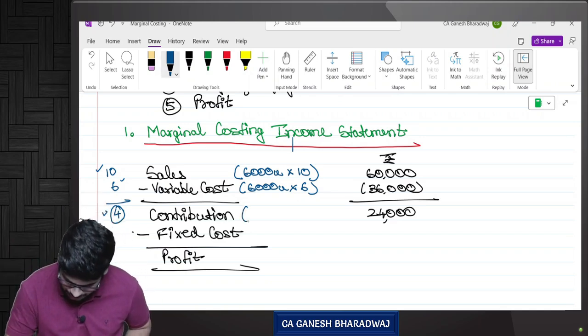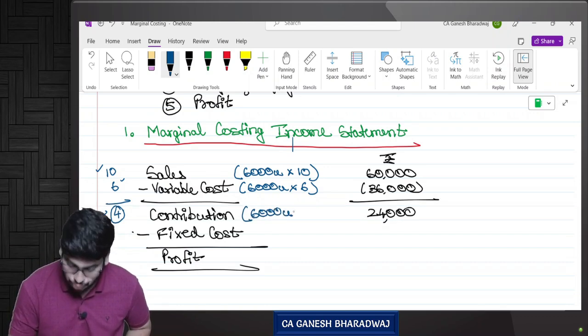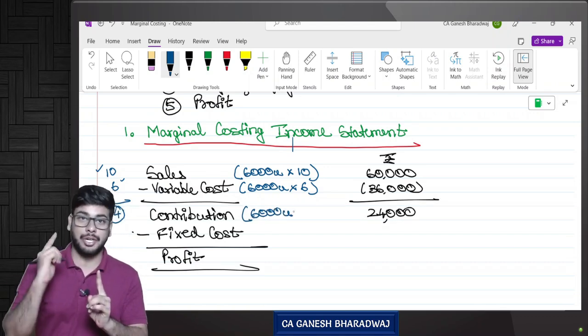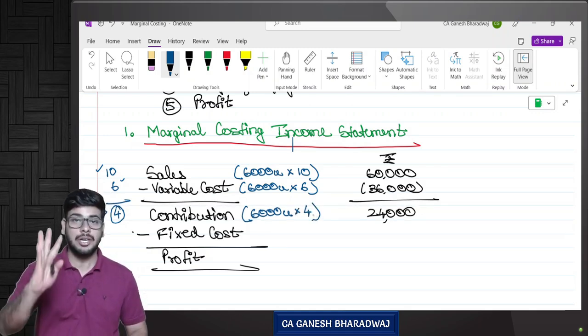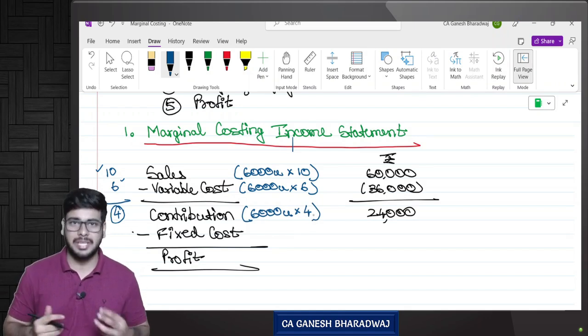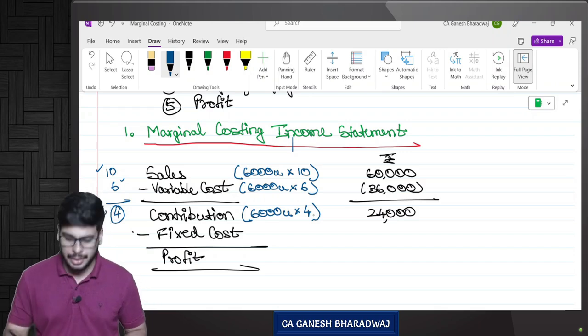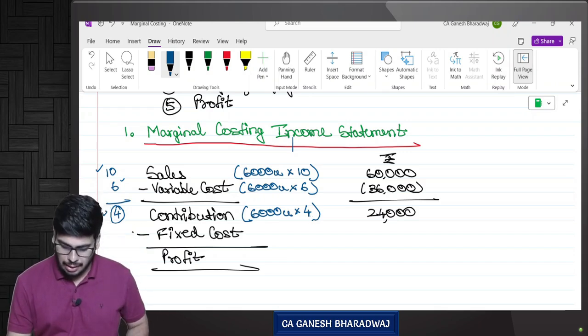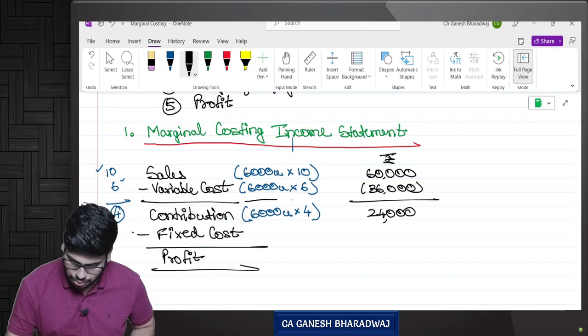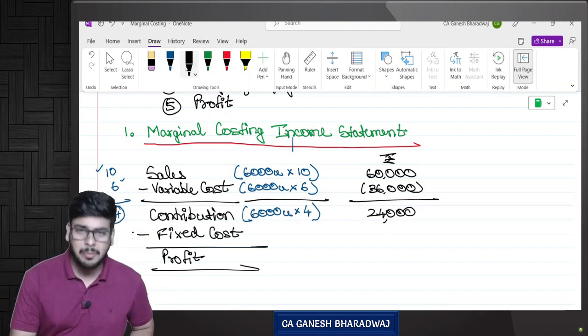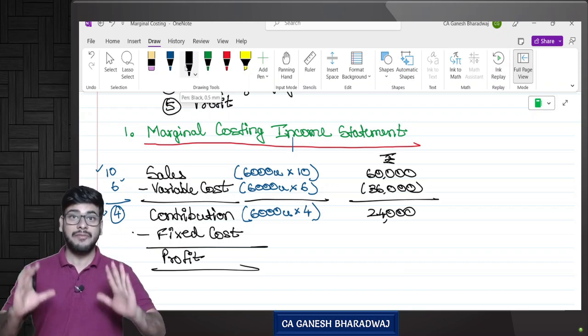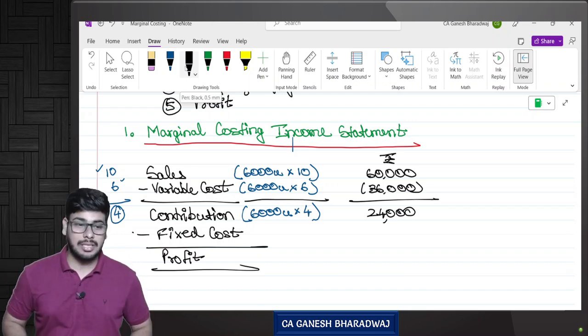Or in other words, here I can make this calculation. We are selling 6,000 units. Every time I sell one unit, it generates 4 rupees of variable profit. That variable profit is called contribution. So the contribution per unit is 4 rupees. 6,000 into 4, 24,000 rupees is going to be my total contribution. Is this my final profit? No, it is only a variable profit. Why? Fixed cost is yet to be adjusted.